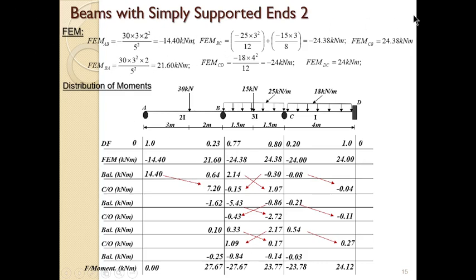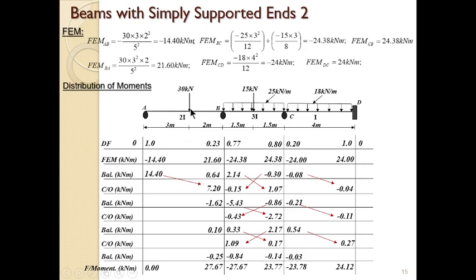So we go to the fixed end moment. As usual, we calculate the fixed end moment. The main thing is the moment distribution. So this is the load, the beam. We put the distribution factor that we have calculated. We put the fixed end moment. Remember, the fixed end moment here is minus 14.4. This one is 21.6. This is because in span AB, the point load is not at mid-span.